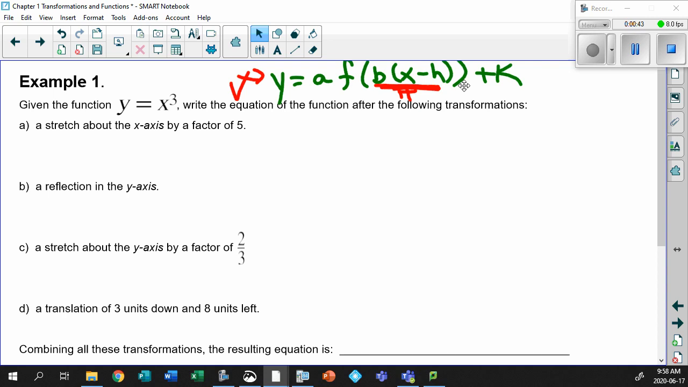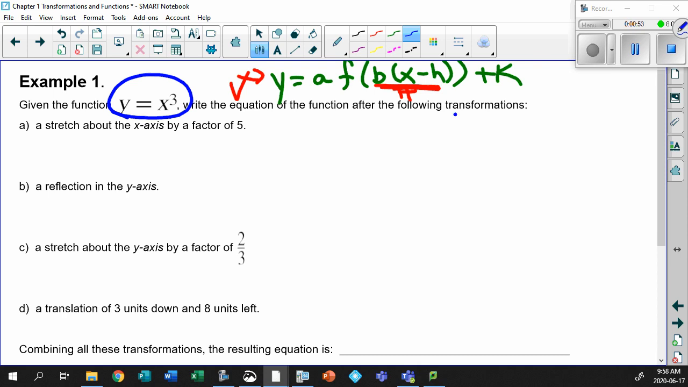Okay, here we go. So look at the question. The first question says, given a function, oh, it's a nice little cube function. Write the equation of the function after the following transformations. Okay, simple, we can do this. First things first, a stretch about the x-axis. Well, wait a second, I can't remember. Across the x-axis, is that vertical or is that horizontal?